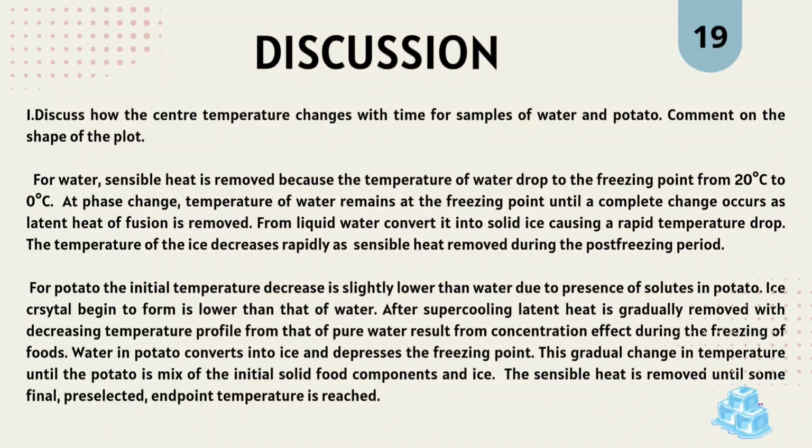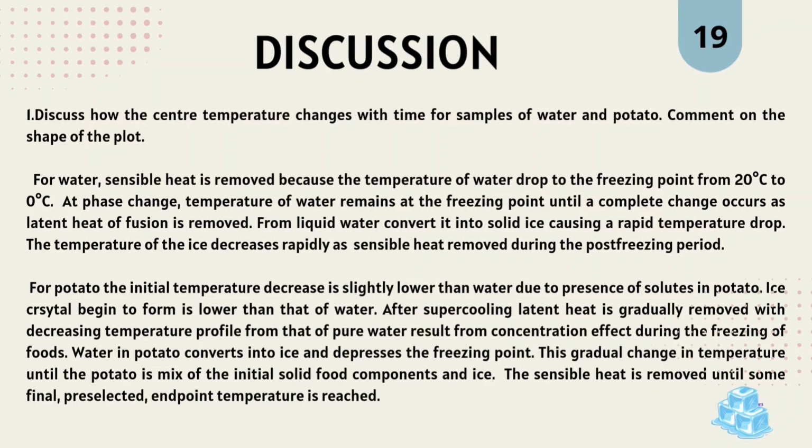For the part of discussion, question 1: discuss how the center temperature changes with time for a sample of water and potato. Comment on the shape of the plot. For water, sensible heat is removed as the temperature of water drops from 20 degrees Celsius to the freezing point of 0 degrees Celsius. At phase change, the temperature of water remains at the freezing point until a complete change occurs as latent heat of fusion is removed. From liquid, water converts into solid ice, and the temperature of the ice then decreases rapidly as sensible heat is removed during the post-freezing period.